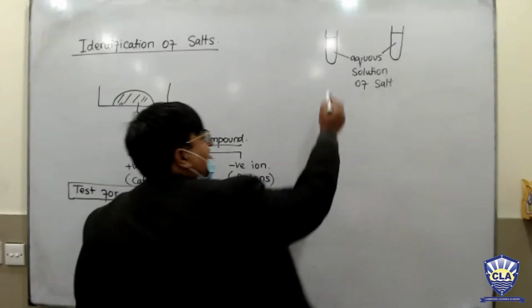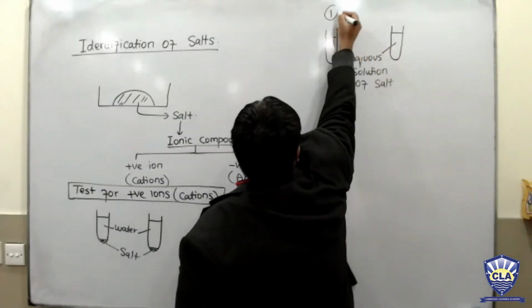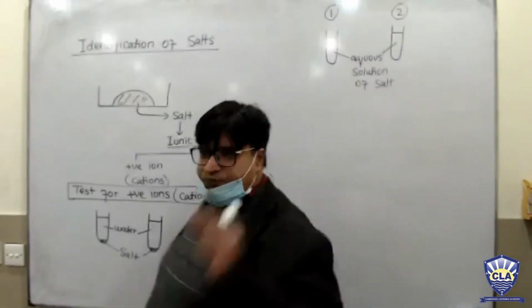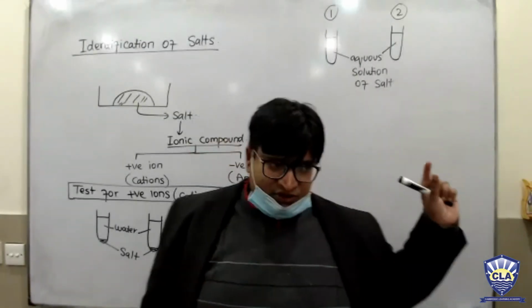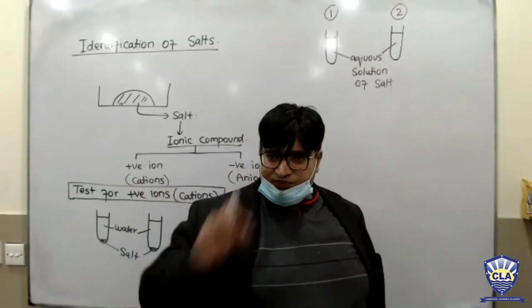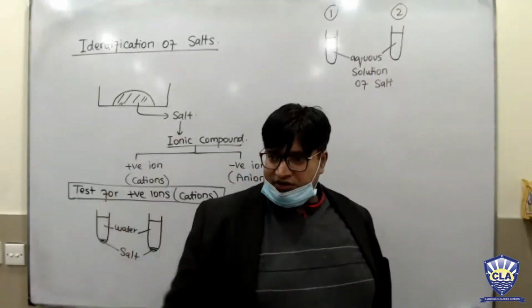So just name these two test tubes: this is 1 and this is 2. Just put a sticker on these two test tubes. This is test tube 1 and this is test tube 2. Just put the sticker 1 and 2 on it.